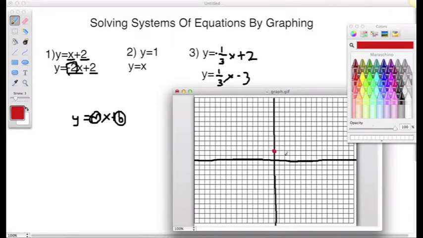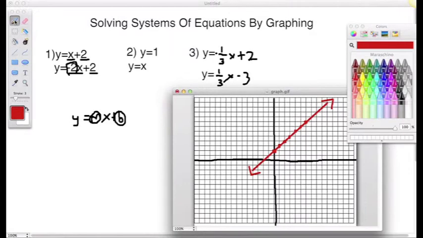Then we have a slope of x, which basically just means 1. So up 1 over 1, up 1 over 1, and so on. I'm not going to keep doing that, but as you see, I'm just trying to make a good line here. It's going to look something like that, okay?